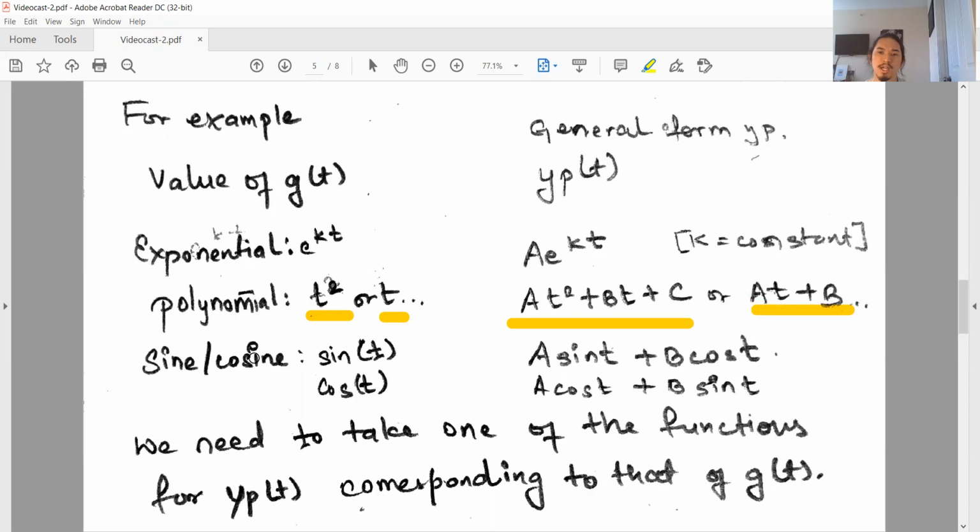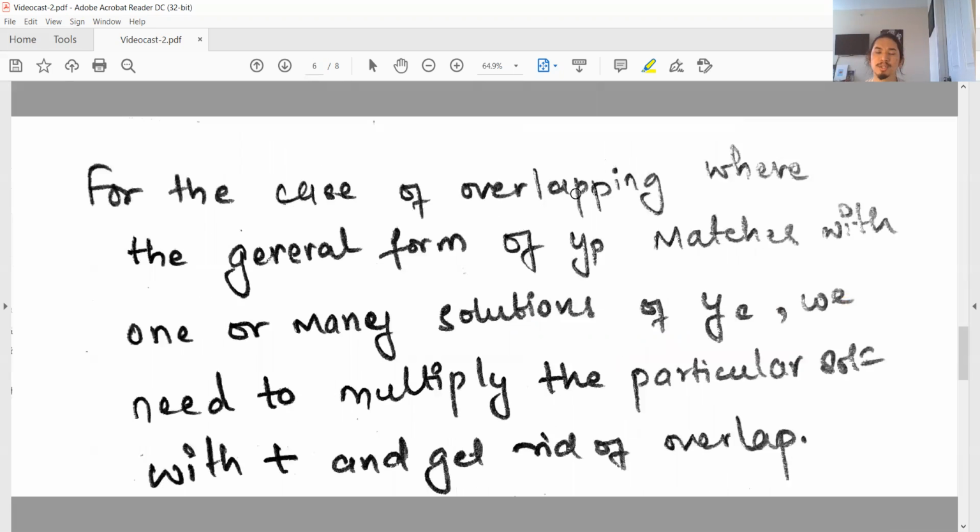But for sine or cosine, we use both sine and cosine in the general form because the derivative of sine involves cosine and vice versa. We take the form of yp corresponding to that of g(t), but there are cases where there is overlap, where the general form of yp matches one or more solutions of yc. In such cases, we need to multiply the particular solution, that is yp, by t and get rid of that overlap. So let's look at the example.